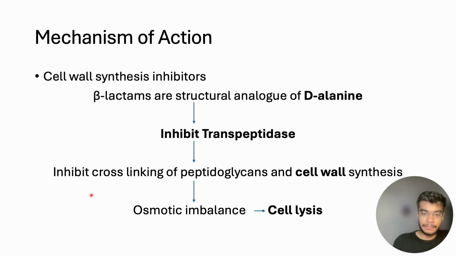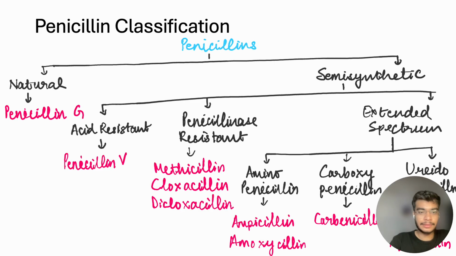They inhibit transpeptidase. By inhibiting the enzyme transpeptidase, they inhibit cross-linking of peptidoglycan, and the cell wall is not synthesized. When the cell wall is not synthesized around an organism, water enters and there is osmotic imbalance, and it leads to cell lysis.